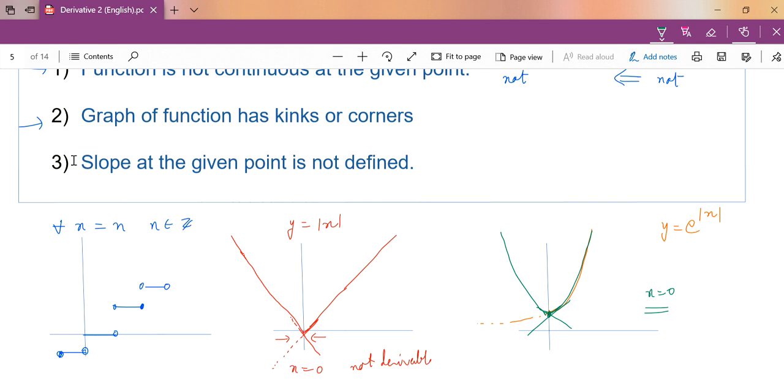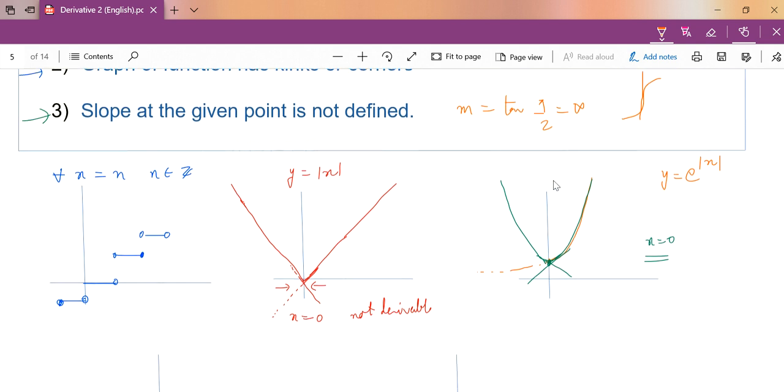Number three, we will do more questions, then it will be more clear to you. Just let's get through this point first. Slope at the given point is not defined. What does that mean? That means your tangent, whatever tangent you have, is making an angle. At any point, if you have a tangent which is making a 90-degree angle, then what is the slope? Tan of pi by 2, right? You are going to say that it is infinity, not defined. So if you have a vertical tangent at any point of your curve, you will say that your slope is not defined, hence your function is not differentiable.